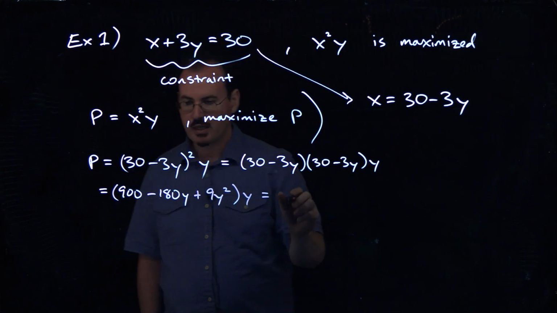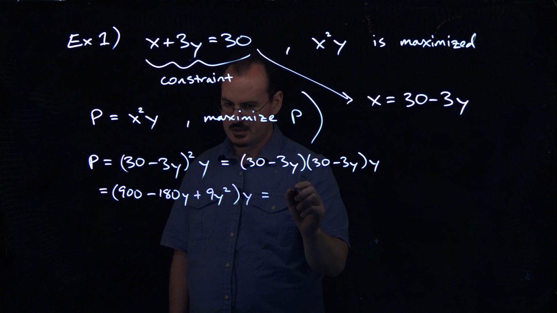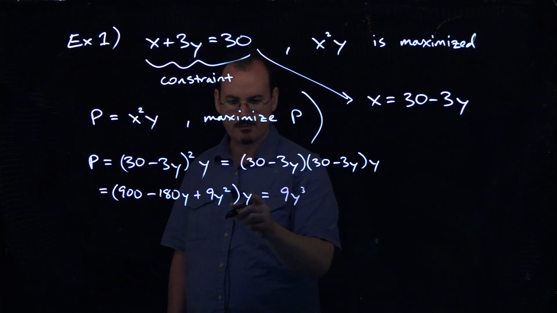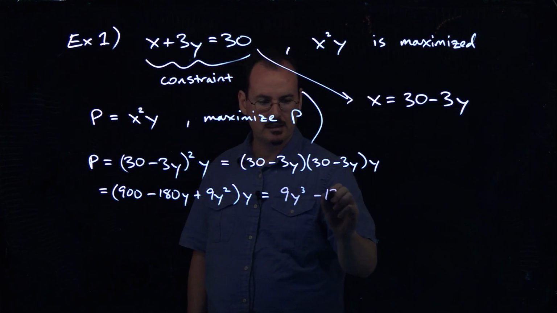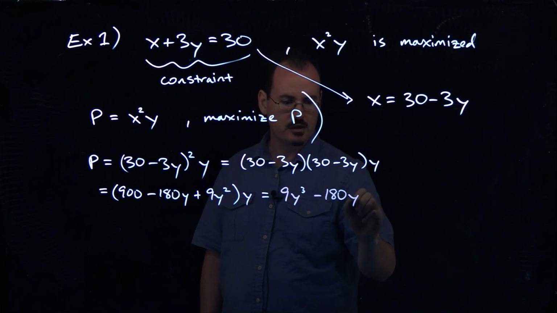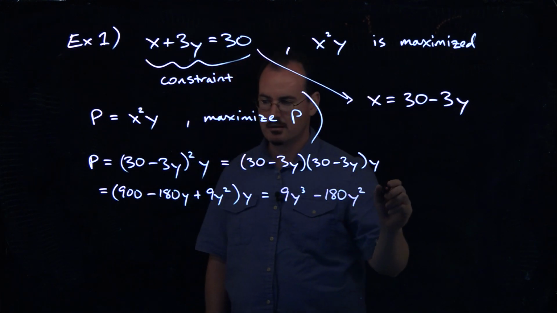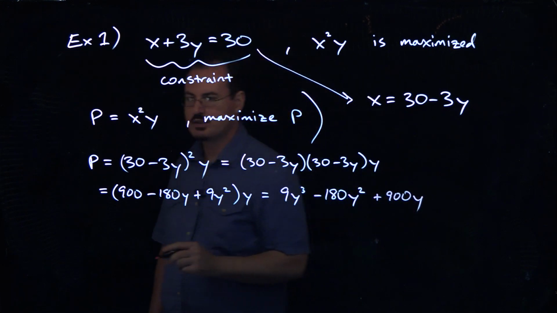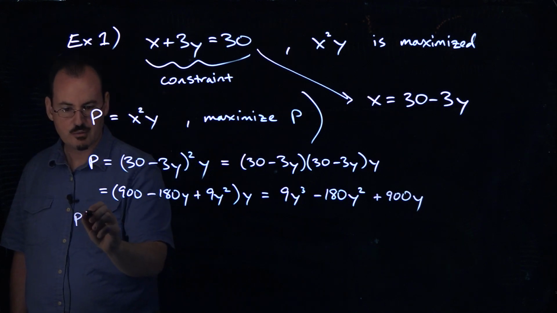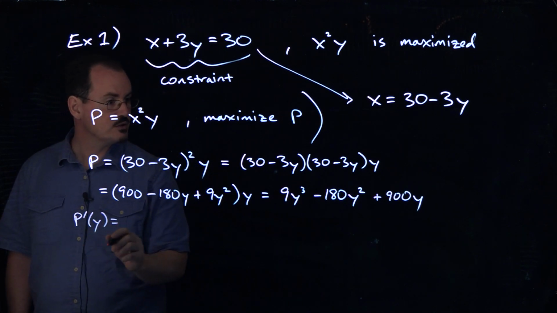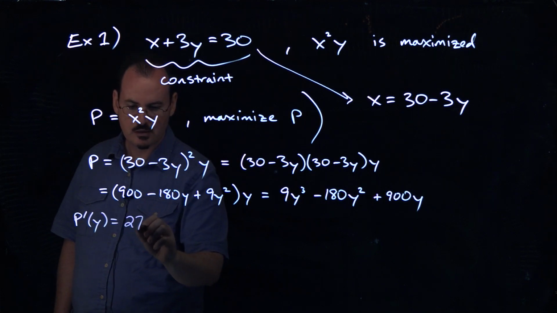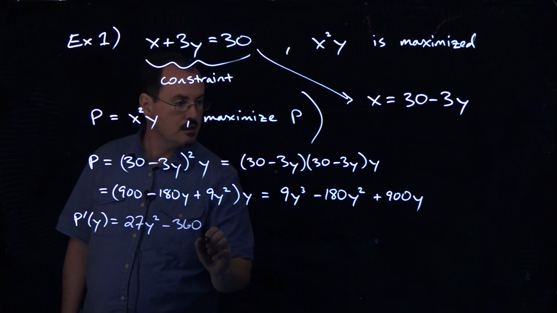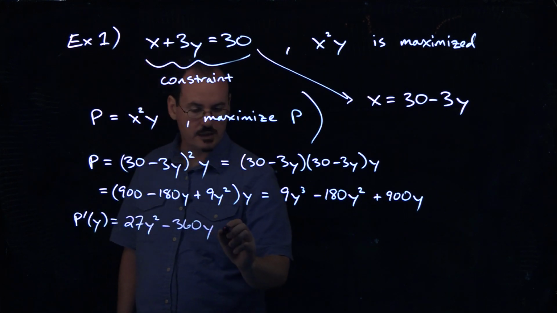So let's go ahead and distribute that y. Let's write this in the way we usually write a cubic polynomial. So we'll get 9y to the 3rd power. Distribute the y here, we'll have minus 180y to the 2nd power, and distribute it there, I'll get 900y. Okay, so next we want to take the derivative of this thing and find the critical numbers, so we'll get P prime of y is equal to 27y squared, minus 360y, plus 900.